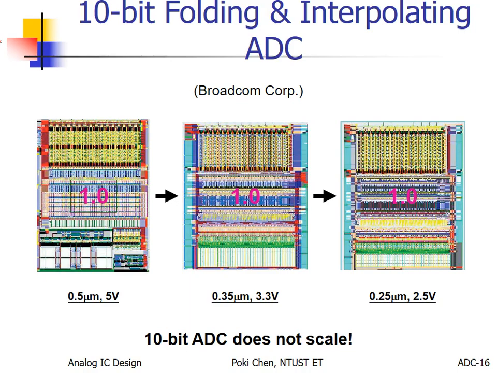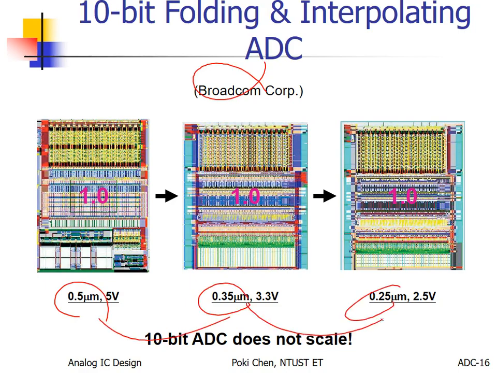And then, how about scaling? According to process evolution, we get better and better processes. Allow me to show you this again from Broadcom. 0.5, 0.35, 0.25. Two generations for nothing. You can see the size is exactly the same, no reduction.